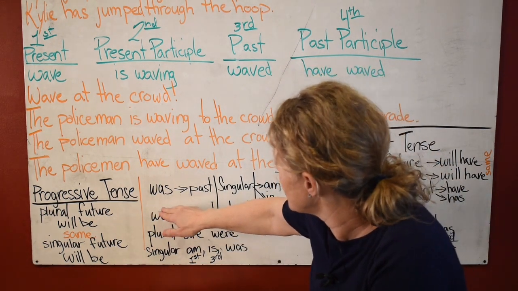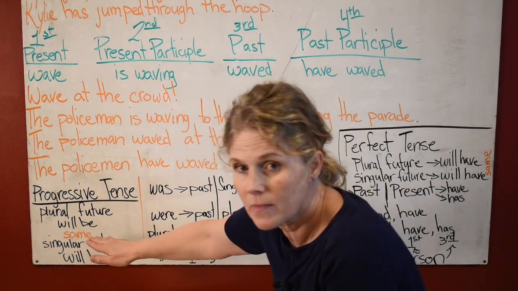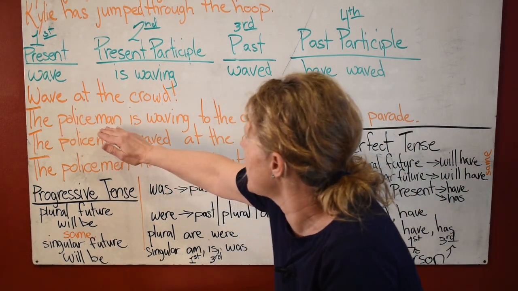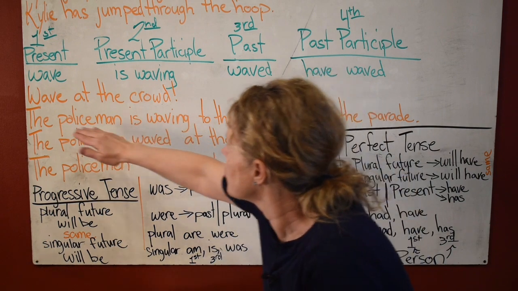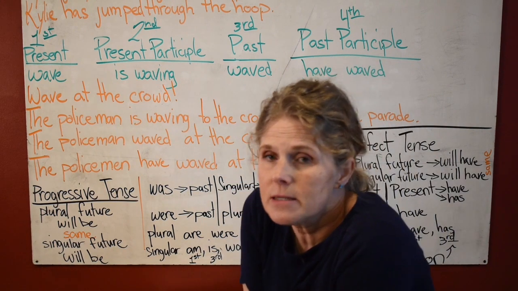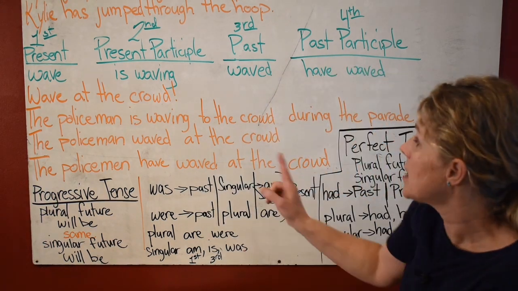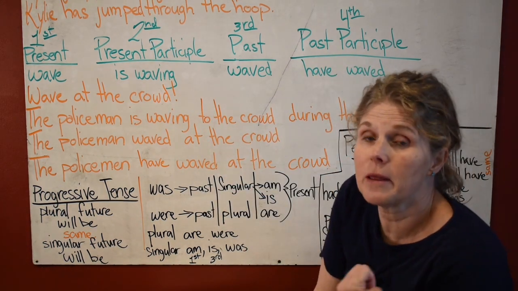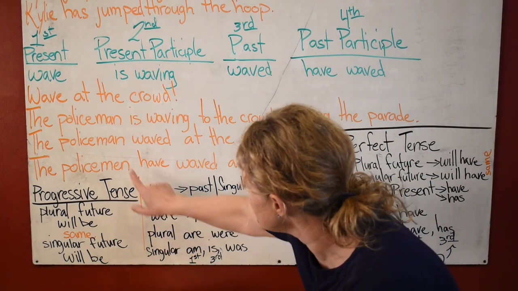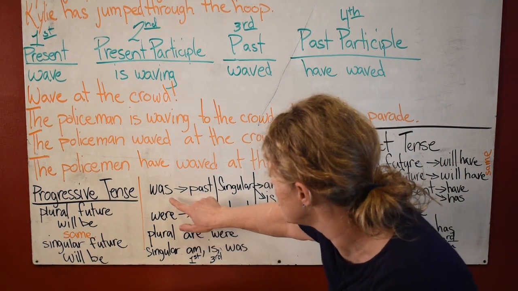So now look at this. So now we have the future, you're gonna put will be waving. That's how you would use that. And it doesn't matter if, see how, if we did the policeman is waving, or the policeman will be waving, the policemen will be waving. It doesn't matter if your subject is singular or plural, you can use both of them. But it does matter if you're in the past or the present. So now for the progressive tense, when you're using your ing, you want to use for the past was or were.